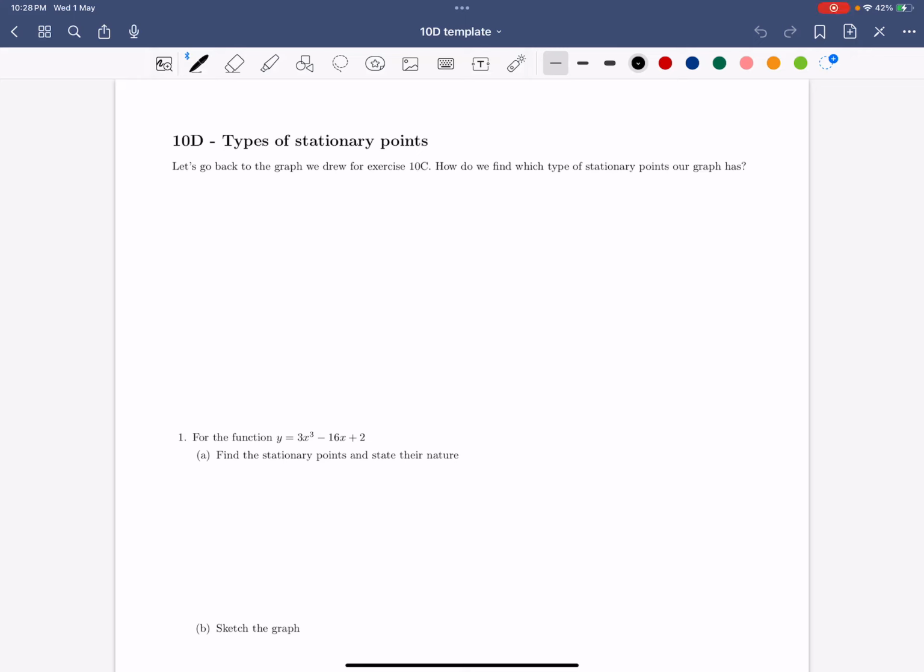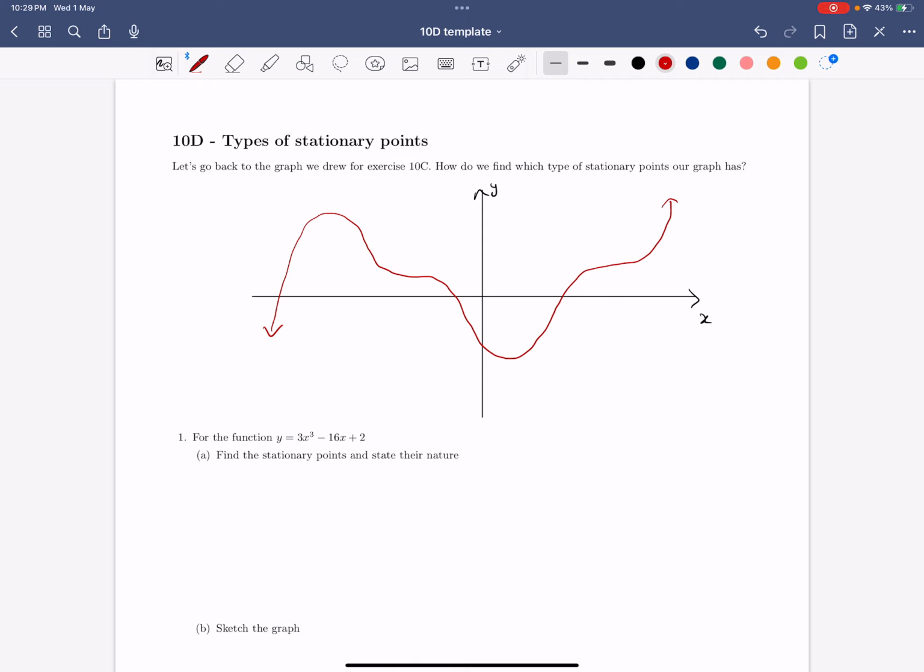All right, hello there. Today I'm going to be talking about different types of stationary points. So I want to begin by drawing the same exact graph that I had drawn in exercise 10C, the previous exercise. If you guys recall, we drew a graph that kind of looked like this. Okay, kind of like that. And we talked about how the following points, this point over here, which we labeled as A, this point B, this point C, and this point D are all considered stationary points.